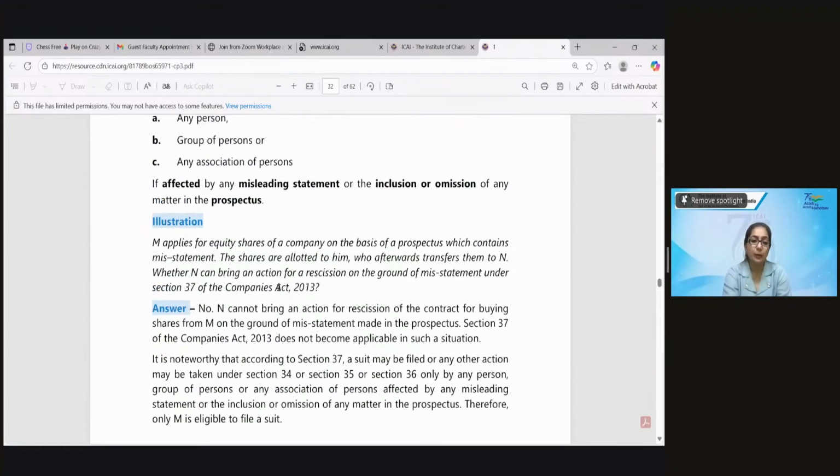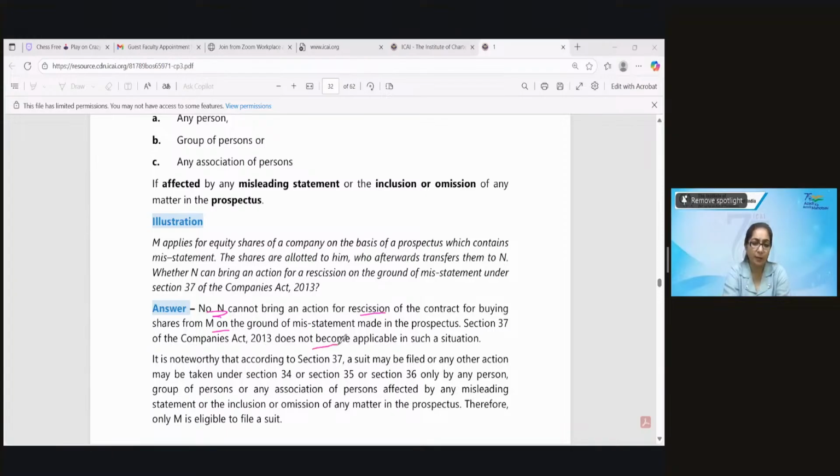M applies for equity shares on the basis of prospectus which contains misstatement. Shares were allotted to him. Now afterward he transferred them to N. Can N file a case on rescission on saying misstatement under section 37? So it says no. You cannot file a case because you have purchased the shares from M. N cannot file a case for the rescission of the contract because of buying the shares from M.